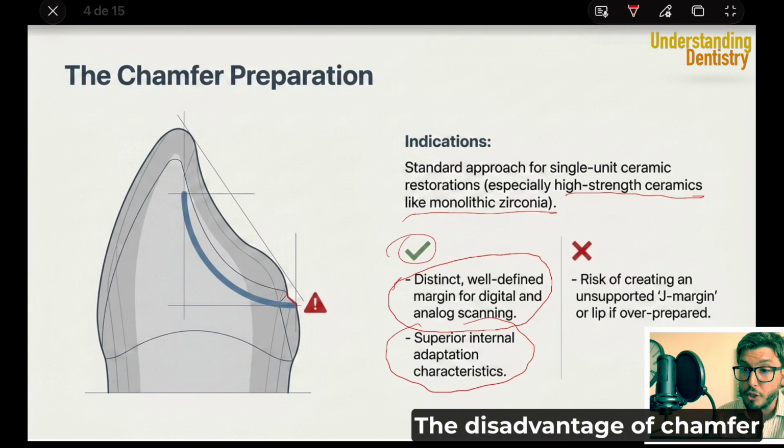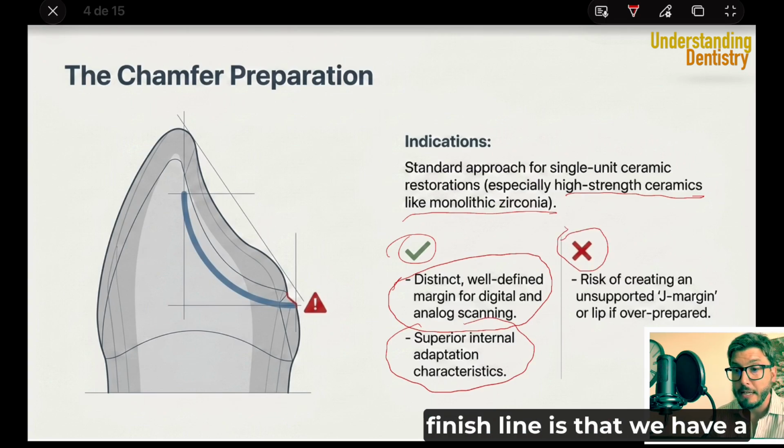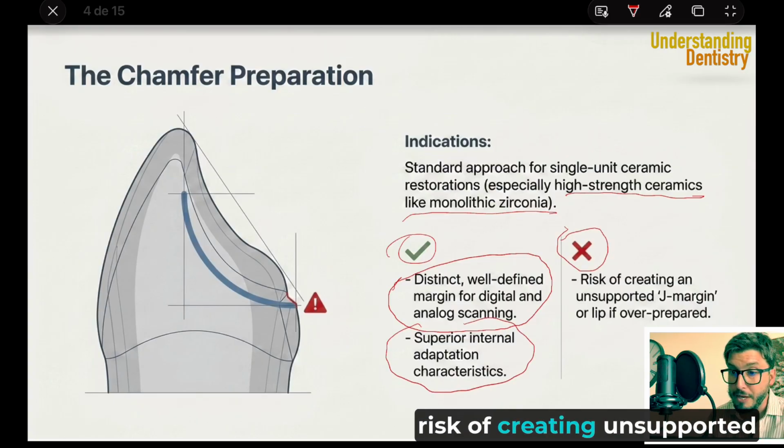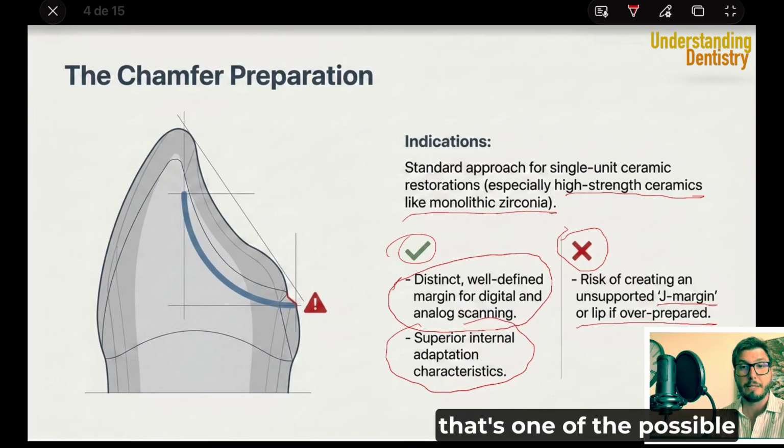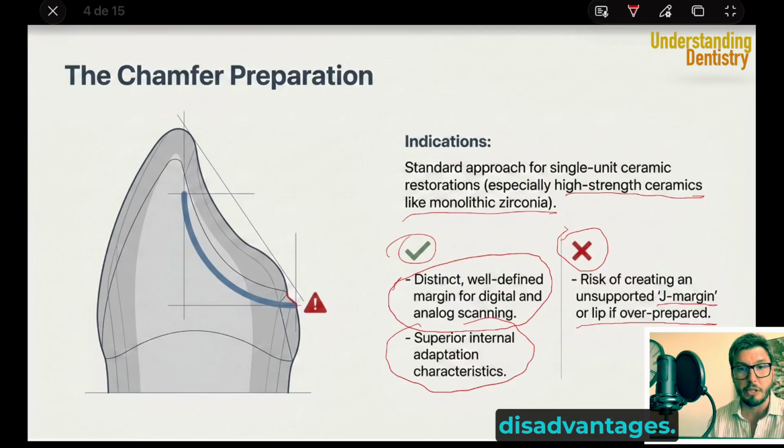The disadvantage of the chamfer finish line is that we have a risk of creating an unsupported J margin or lip over if over prepared. So of course that's one of the possible disadvantages.